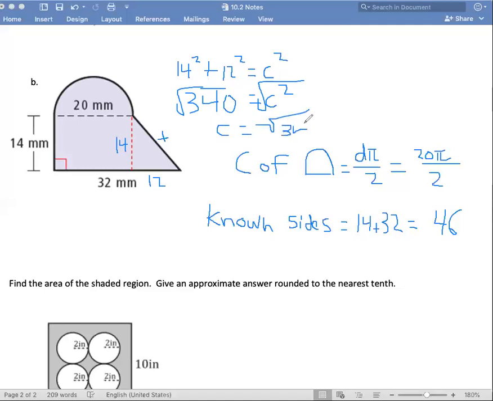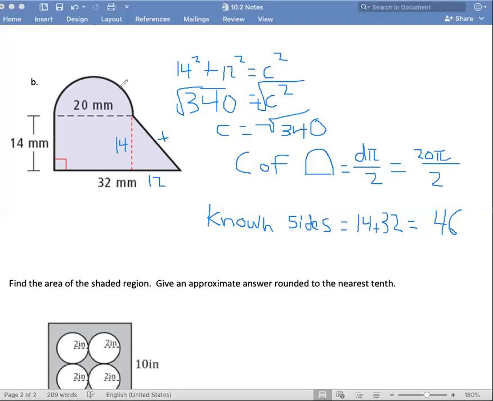Now, normally we would need to simplify rad 340, or we need to ask ourselves, are there any perfect squares that go into 340? But because this problem is only calling for an approximate answer, we don't need to simplify this. We can just leave this as rad 340, and then we can plug it into our answer at the very end. Okay, so then the last piece of the puzzle that we need, so we just found that this side length is rad 340.